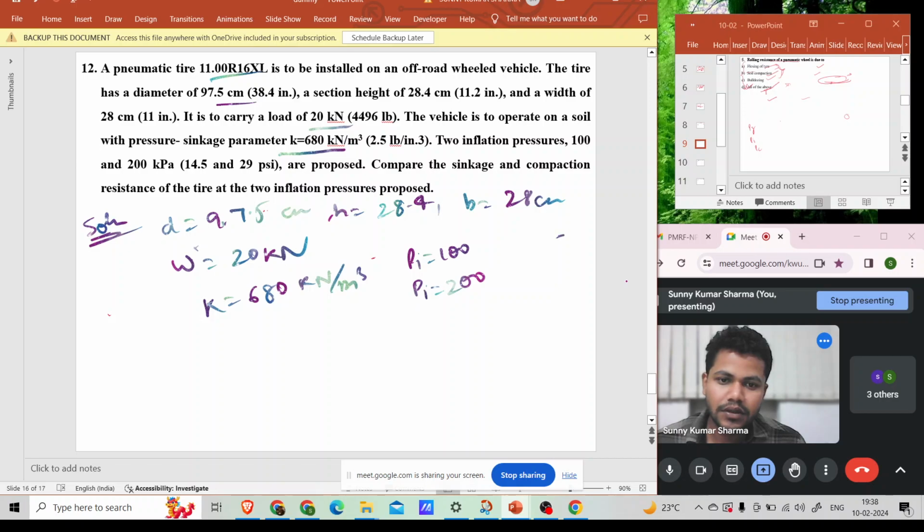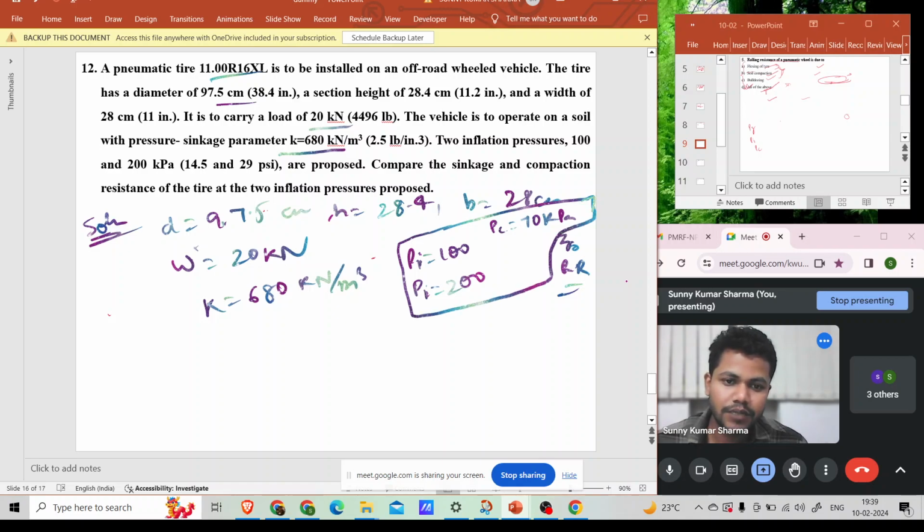You have to compare the sinkage. This Z0 you have to calculate at both inflation pressures. Then the rolling resistance you have to calculate at both inflation pressures. Carcass pressure is not given. You can take carcass pressure as 70 kilopascal. This is the same problem, just the data is different, and n is not given in this problem. But n is given. You just have to see the question carefully.